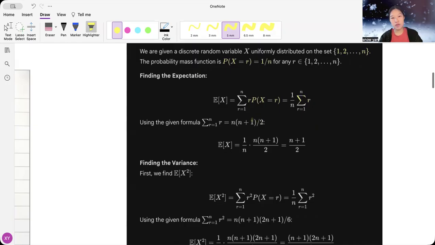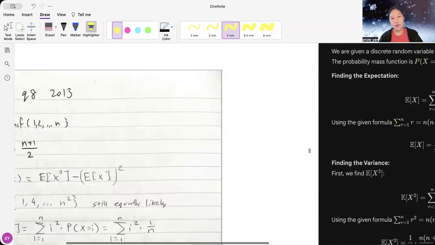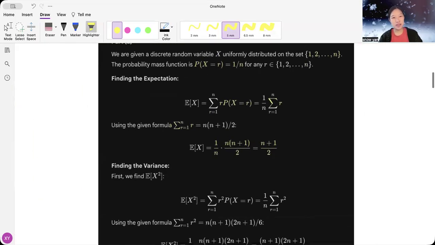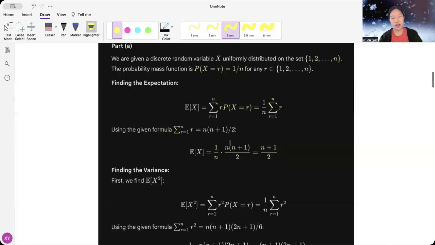Since sigma of r is just equal to n times n plus 1 over 2, hence it's equal to 1 over n times this thing over here, which would be n plus 1 divided by 2. For me, I just kind of knew that it was this, so I just straight wrote it. Obviously, I think Gemini did a much better job here because it showed how we derived it.